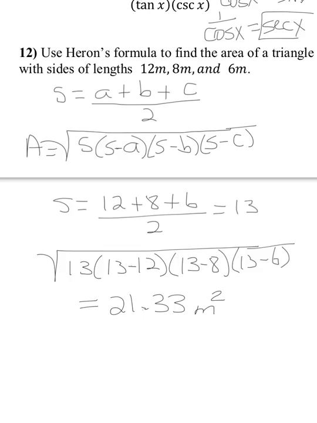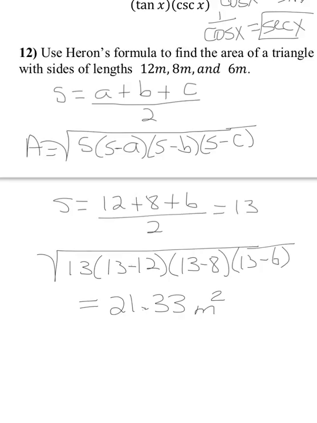Okay, so in the next problem we have Heron's formula. That's S equals A plus B plus C divided by 2, where A, B, and C are the sides of the triangle. And then we put it into the square root formula. And it's right here and should also be on your formula chart. Okay, so you just plug the numbers in. 12 plus 8 plus 6 divided by 2 is 13. Your numbers on your test are going to be different, so make sure that you do your own calculation.